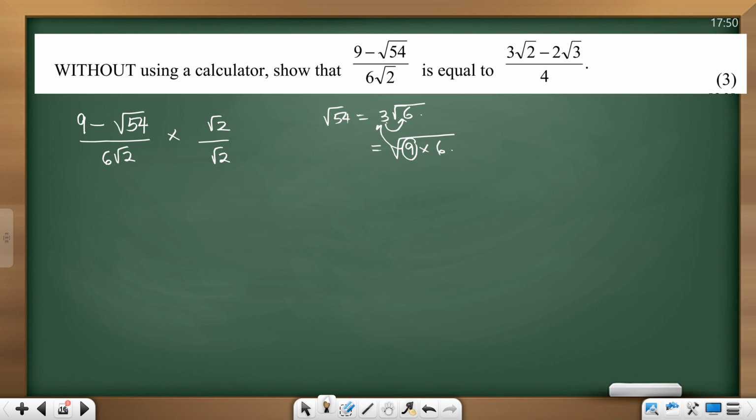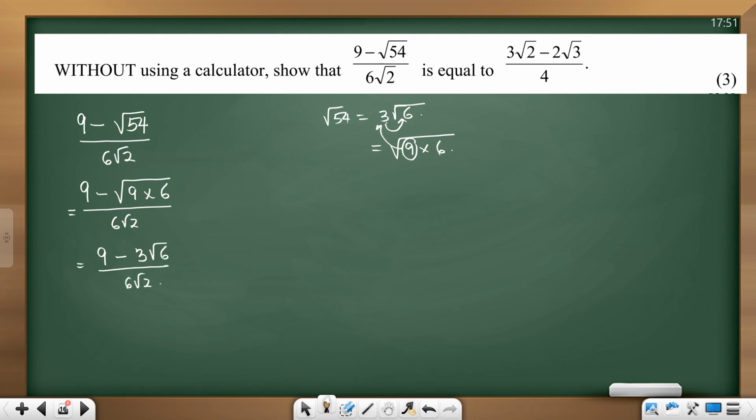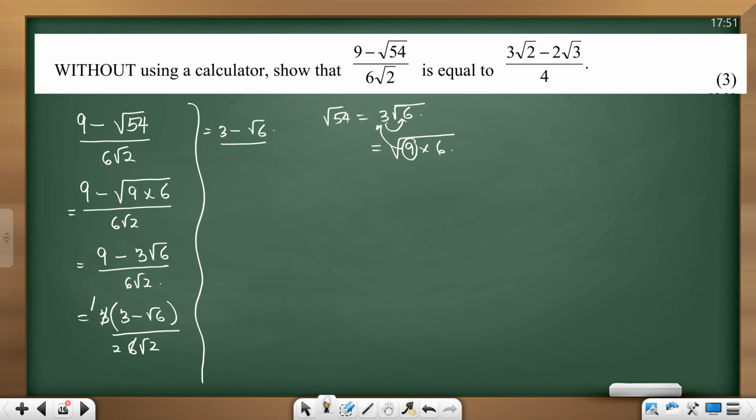So there are so many ways. I could have actually simplified first. Before I even do this, let's simplify. So 9 minus, please show the examiner what you did, root 54 is 3 root 6, over 6 root 2. What's common on top? 3 seems to be common. 3 here, 1; 3 here, 2. So what do I have left? I have 3 minus root 6 over 2 root 2.